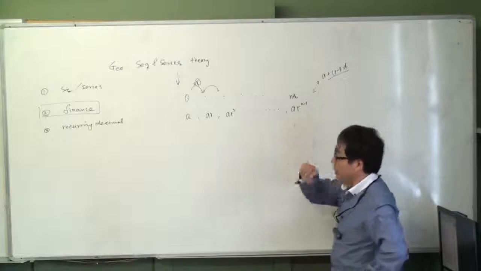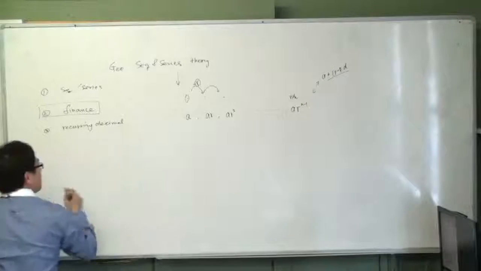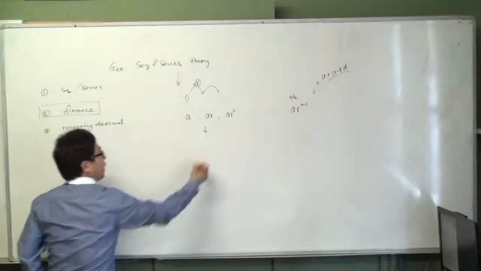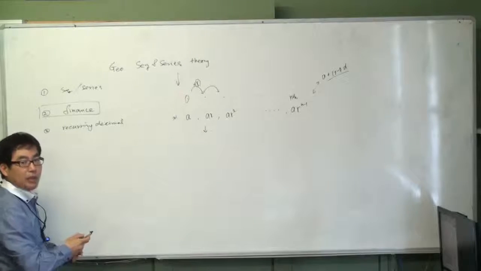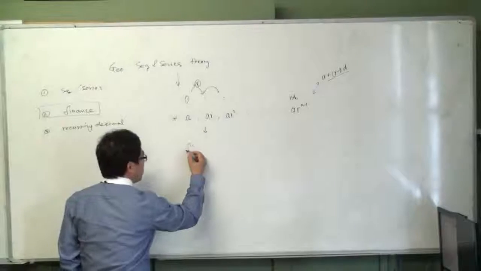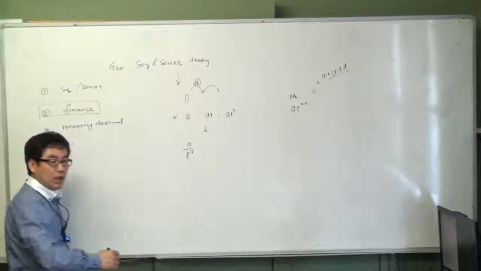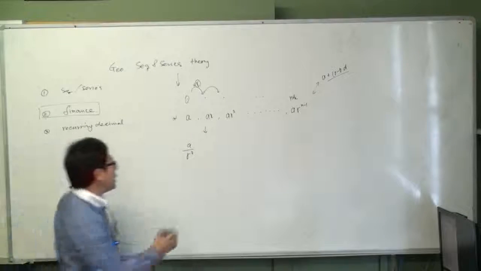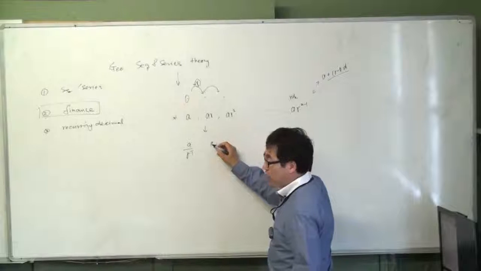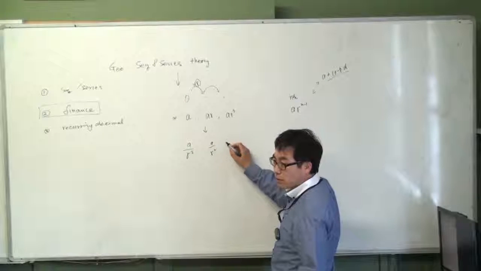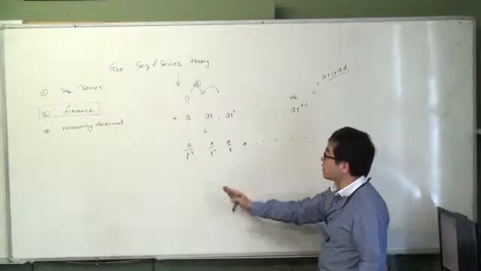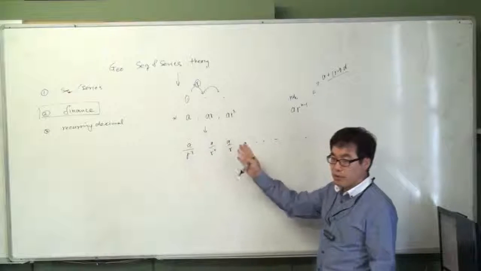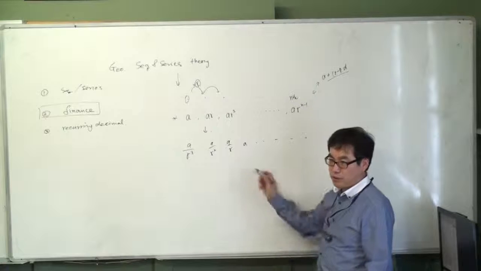Okay, so anyway, the variation could be, don't just stick to this form. It could be any form. Like the first one can start with A over R cubed. Then the next one will be A over R squared. The next one will be A over R. It could be anything. As long as it starts with something and is multiplied by something, then that's a geometric sequence.